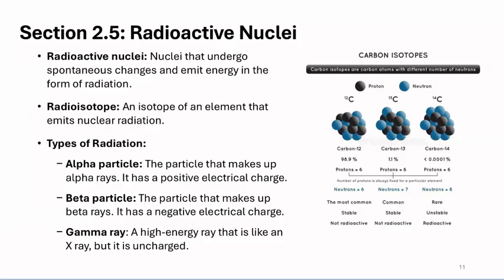There are many types of radiation, but in this course, you need to be familiar with at least 3 of them, which include alpha particles. This is the particle that makes up alpha rays, and it has a positive electrical charge. Next, we have beta particles, which is the particle that makes up beta rays, and it has a negative electrical charge. Lastly, we have gamma rays, which are a high energy ray that is like an X-ray, but it is uncharged.